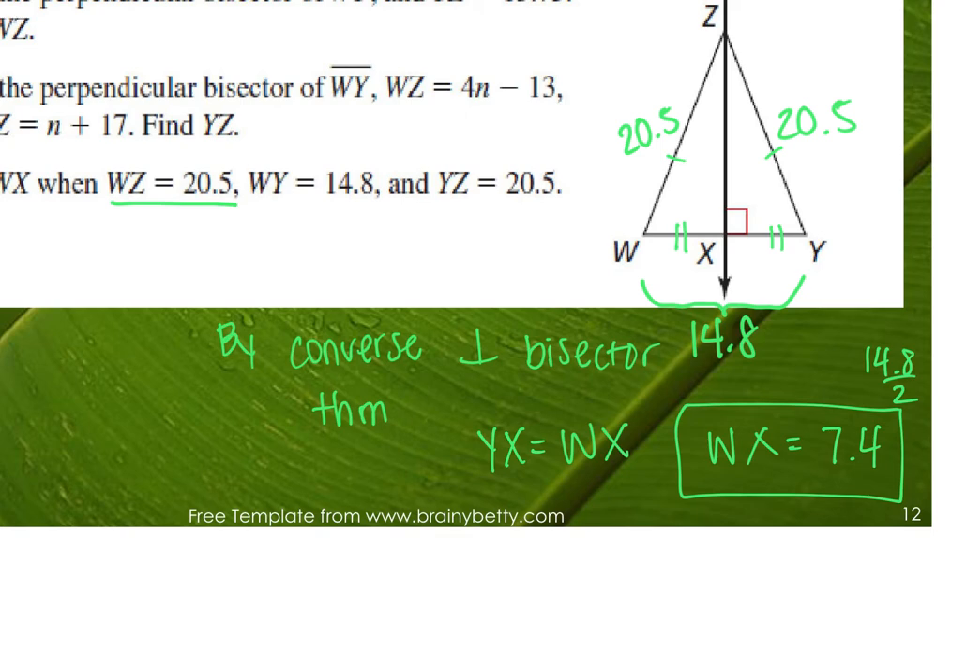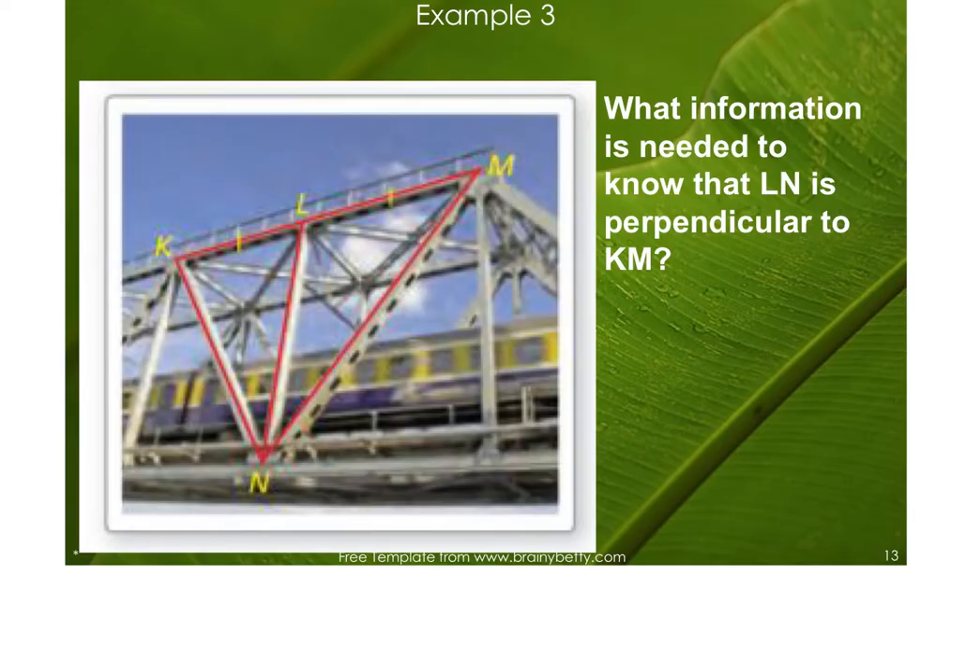You're good? Then our question would be over. What other information could we be given to prove that? Emma? There's 2, right? Either that KL is equal to LM, which we already know, or that KN is congruent to NM. There it is. If KN is congruent to NM, then LN is perpendicular to KM.